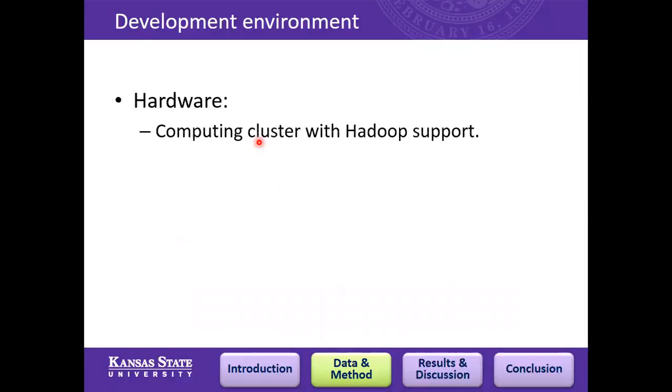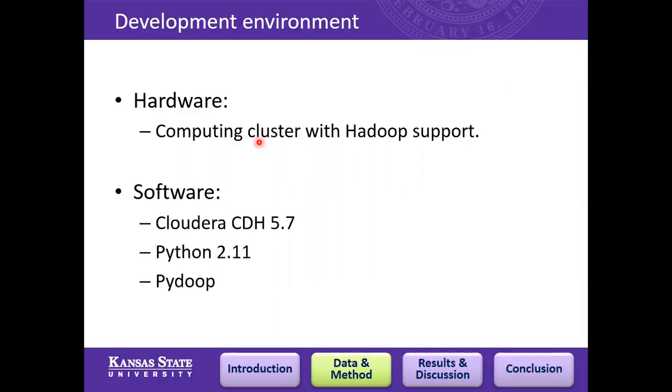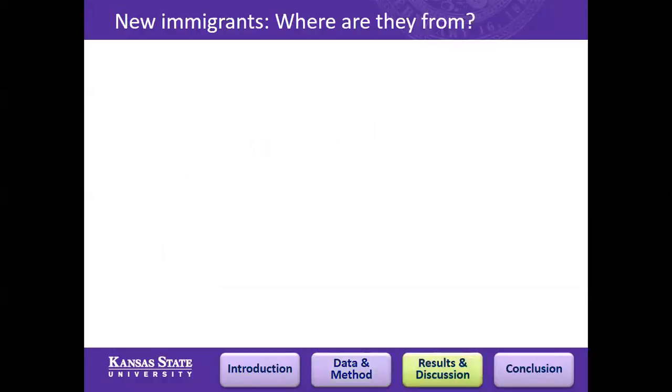The environment we're using here is first hardware. We're using basically computing clusters with Hadoop support. The software we're using is Cloudera CDH 5.7, and we are using Python as the programming language. Also, it requires the support of the package called Pydoop. Okay, this is how we're going to do our programs, and let's take a look at what we can get out of this data and programs.